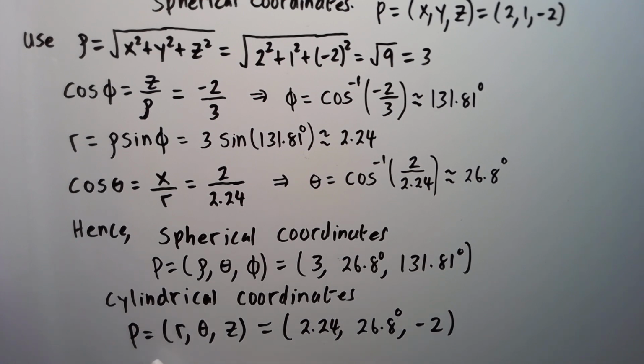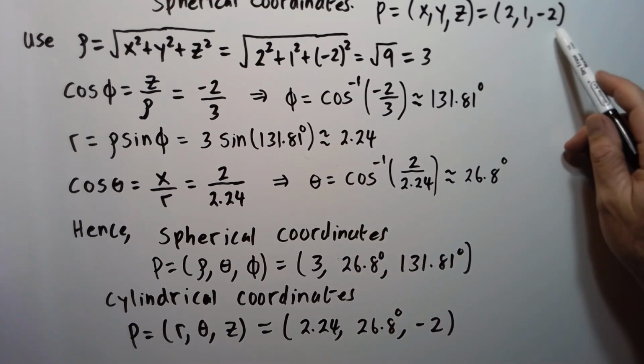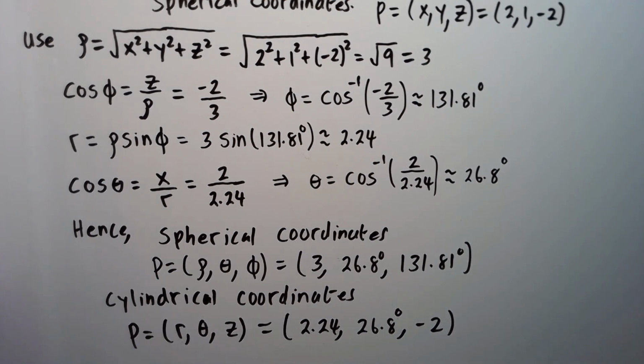So our cylindrical coordinates then will be r, theta, z. So r was 2.24 here. Our theta is 26.8 and our z was up here, -2. Okay, so we're done with this example. So let's look at another example. So I'm going to erase this now.